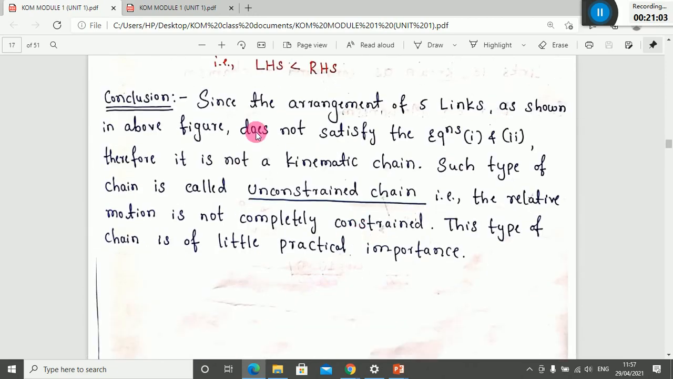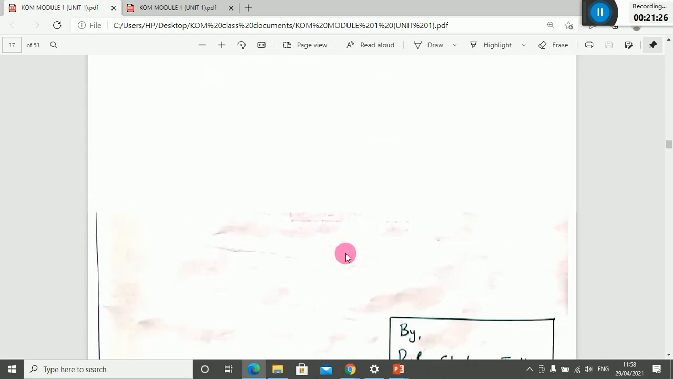Then the conclusion is, since the arrangement of 5 links as shown in the above figure does not satisfy equations 1 and 2, therefore it is not a kinematic chain. Such a type of chain is called unconstrained, which means unrestricted. The relative motion is not completely constrained. This type of chain has little practical use. Okay, no problem.